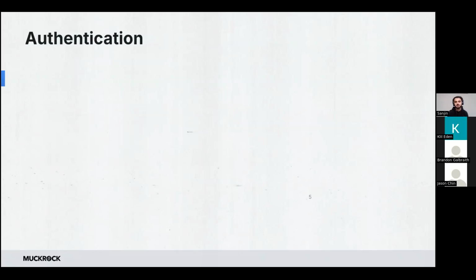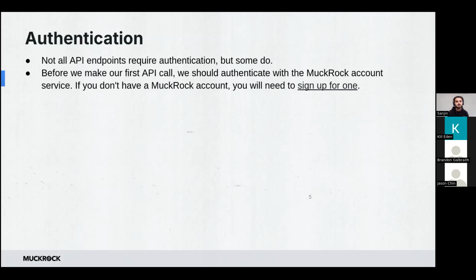So before we get started with drafting our first API call, I think it's important that we have a discussion about authentication. Not all the API endpoints or all the actions that I mentioned in the past two slides actually require authentication. You can search for public requests without even authenticating, but some endpoints and combinations do require authentication. So I wanted to discuss this too. Before we make our first API call, we should learn how to authenticate with the MuckRock account service.